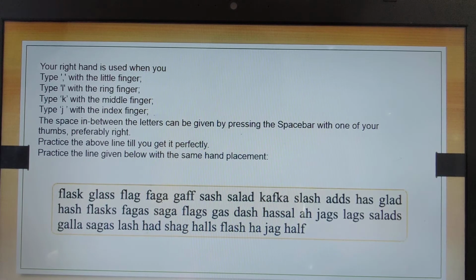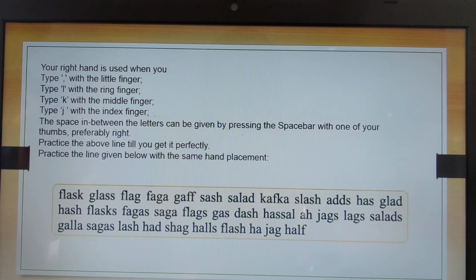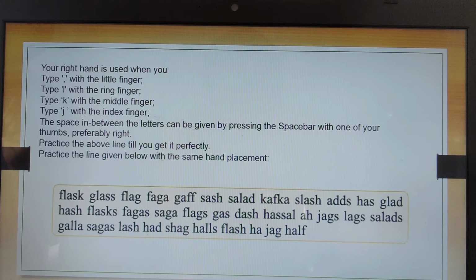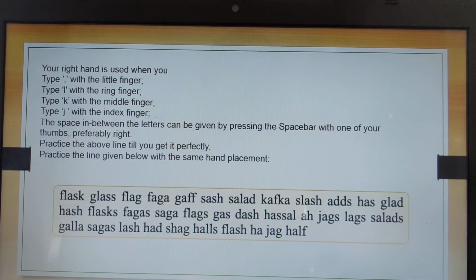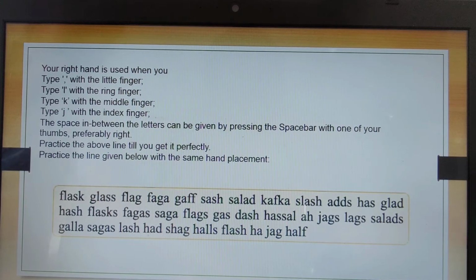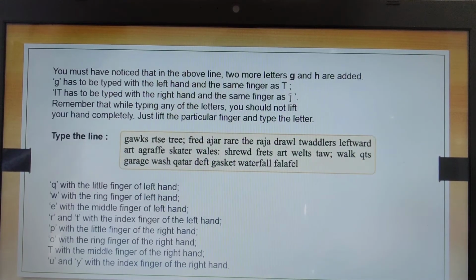Clear? Now the space in between the letters can be given by pressing the space bar with one of your thumbs, preferably the right. Preferably means it has to be the right hand's thumb. Now children, keep on practicing. So many letters and spaces are given, like flask, glass, flag, gap, sash, salad. Keep on typing this and keep on practicing.